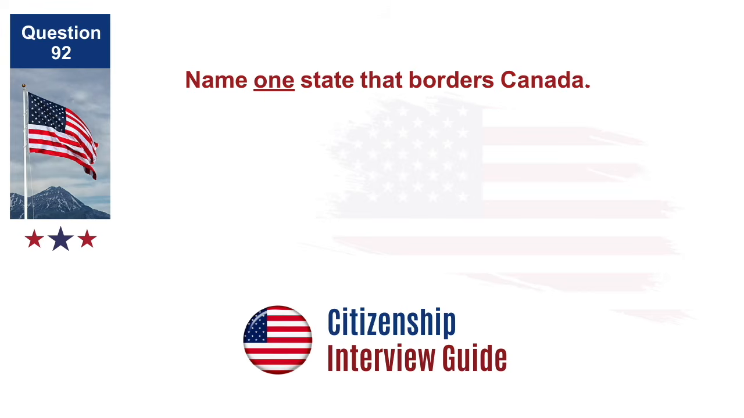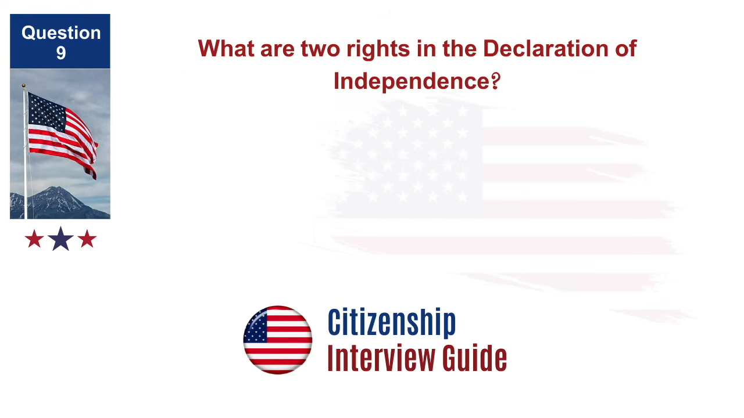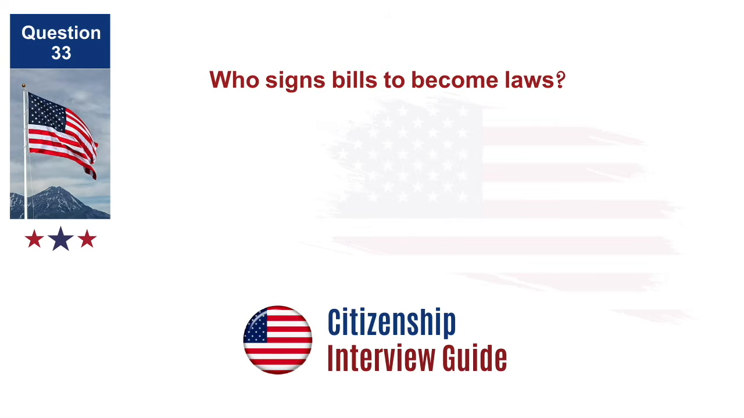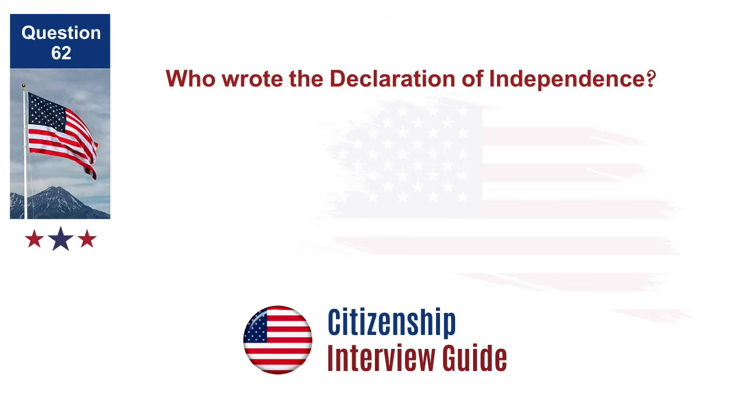Name one state that borders Canada. New York. What are 2 rights in the Declaration of Independence? Life, liberty. Who signs bills to become laws? The President. Who wrote the Declaration of Independence? Thomas Jefferson.